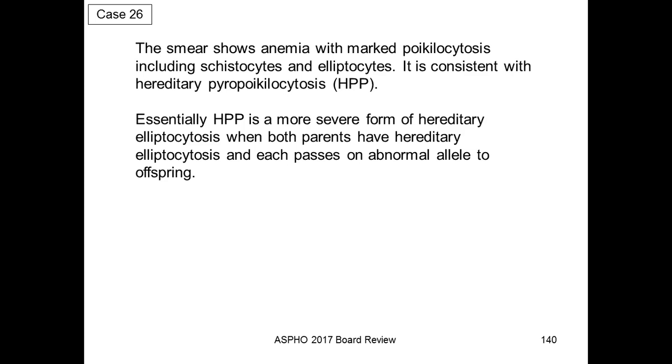increased elliptocytes, consistent with hereditary pyropoikilocytosis, which again is a more severe form of hereditary elliptocytosis, which is a clue to the diagnosis when you can see residual elliptocytes on the smear. When you have both parents having hereditary elliptocytosis and they each pass on an aberrant allele, you can get a severe form of elliptocytosis.